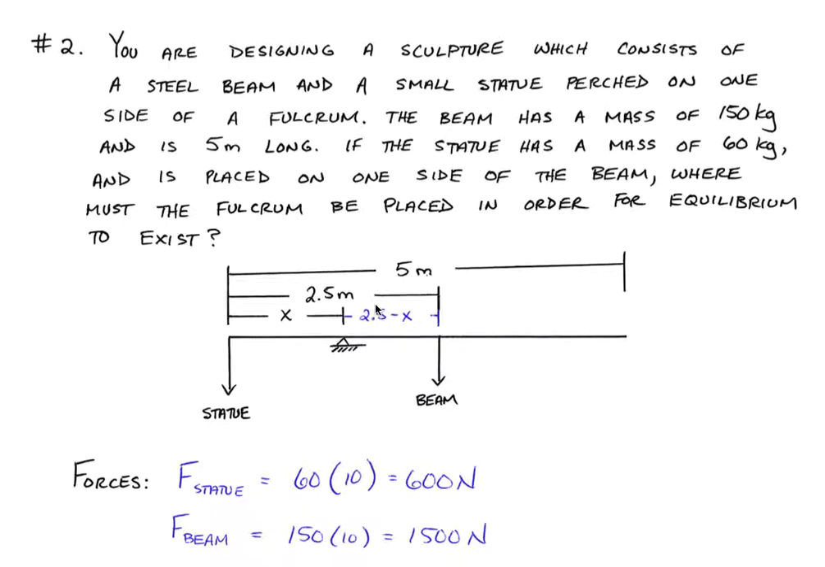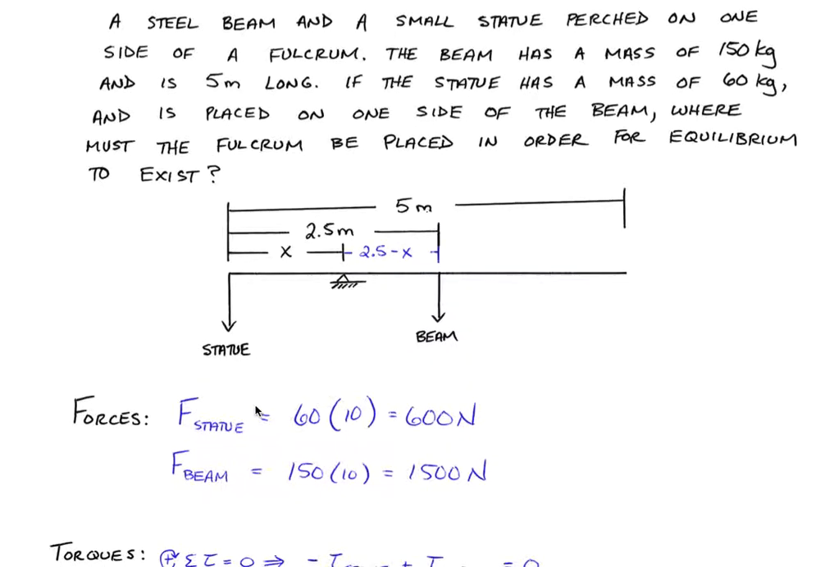As can be seen here written in blue, that leaves this distance from the fulcrum to the beam. Well, if this is 2.5 meters, and this is x, this distance must be 2.5 minus x. It's this entire 2.5 distance minus this x, which leaves me with this piece. So I now have my forces, and I now have the distance to each force in terms of x. So as we've done previously, I'll calculate my force. The statue has a force of 600 newtons. The beam itself has a force of 1,500 newtons.